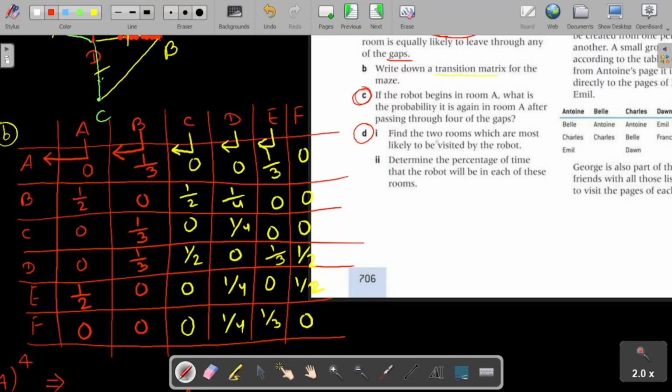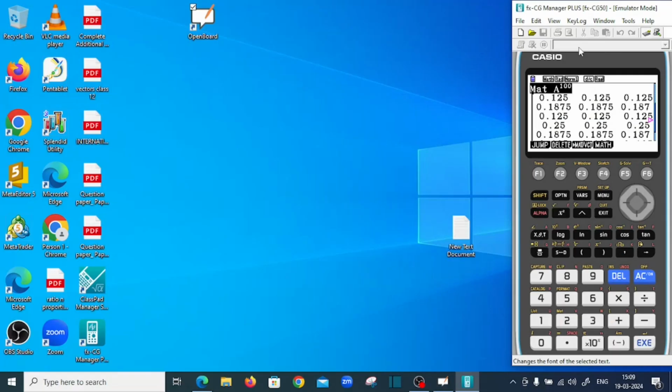We have to find the two rooms which are most likely to be visited by the robot. So it should be high, it should be maximum, and both should be equal. So why? Because we want two rooms which are most likely to be visited, so we need two, not one maximum exactly. So what we have to do is find a high power of our transition matrix. Let us see, then we will analyze the data.